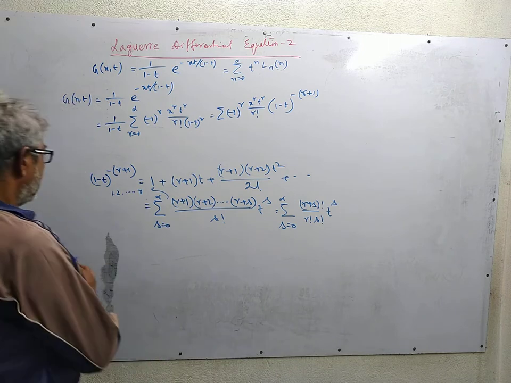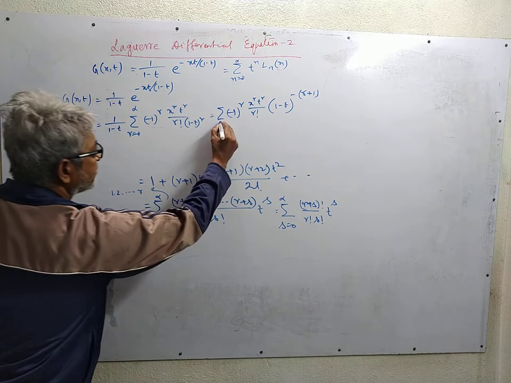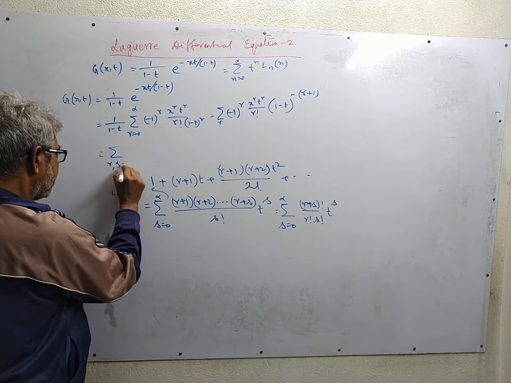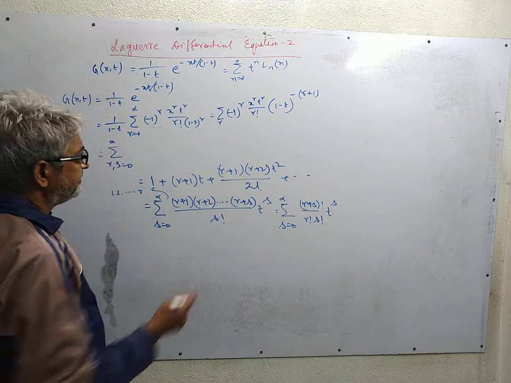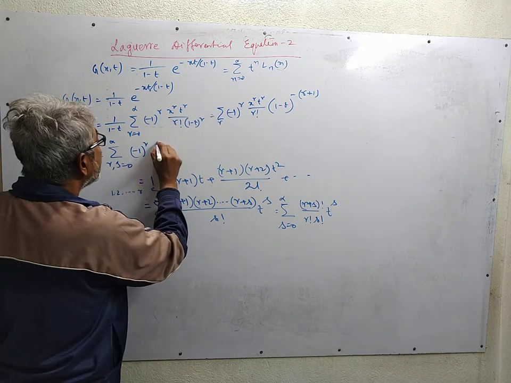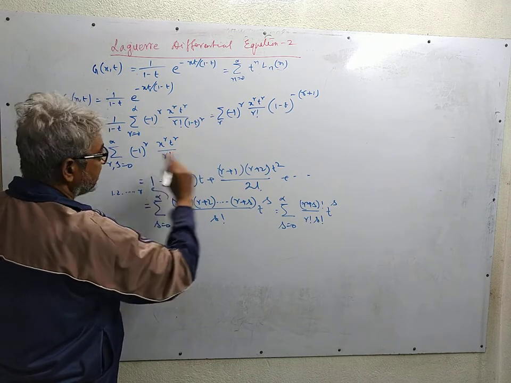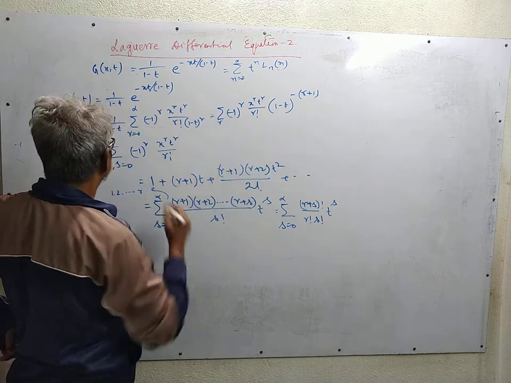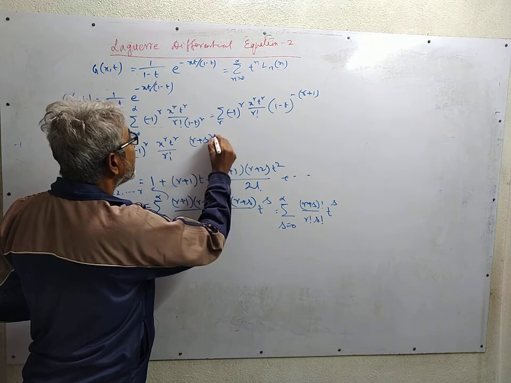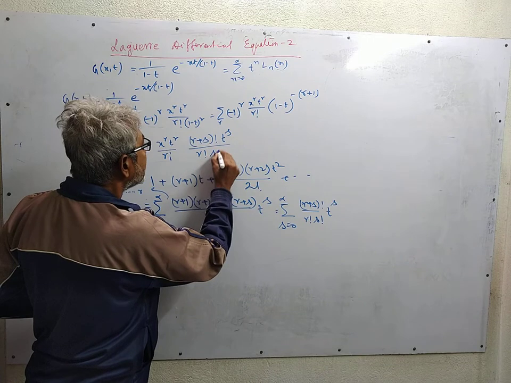So with this, this equation becomes a double sum. There is a sum over r and s both ranging from 0 to infinity, minus 1 to the power r, x to the power r, t to the power r over r factorial. It was there. From this we get (r plus s) factorial, t to the power s, over r factorial s factorial.